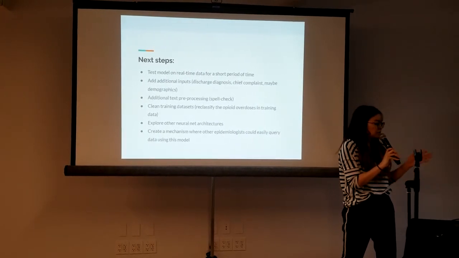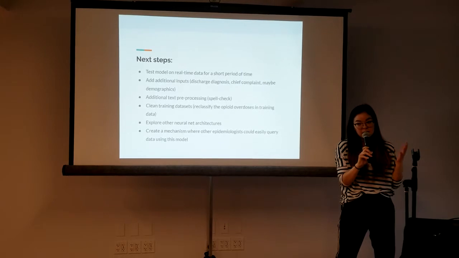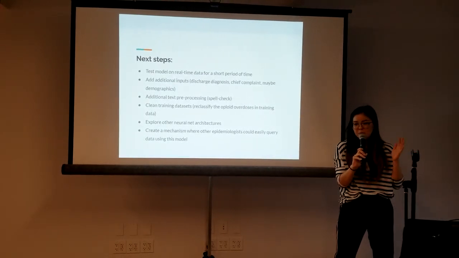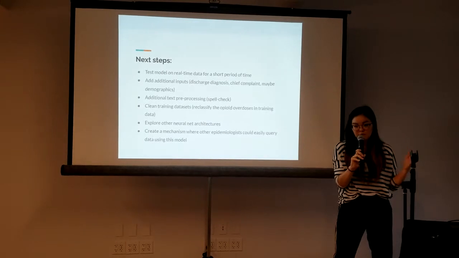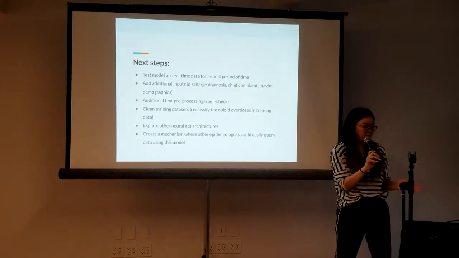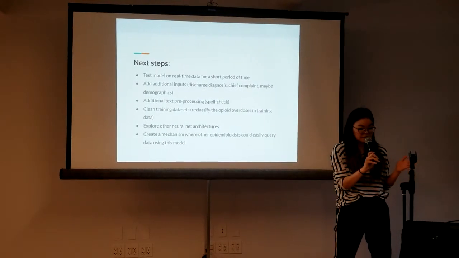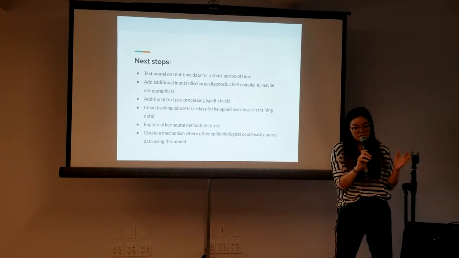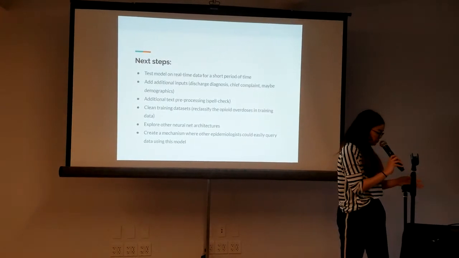I want to do some additional text pre-processing. I said that I did some spell checking. Basically, I just spell checked words that were important in opioid overdoses or more common, like names of drugs and stuff, but I want to do more comprehensive spell checking in my corpus, but it's difficult because there are a lot of medical abbreviations, so I can't use a standard spell checker.